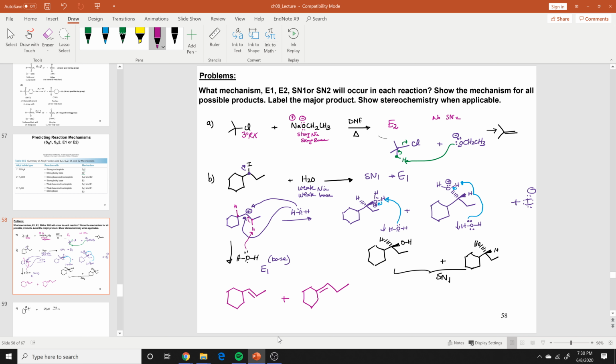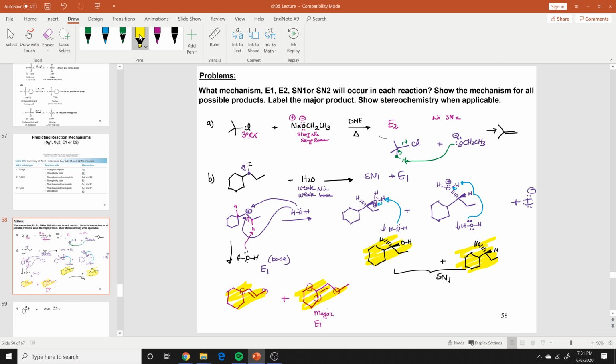So this is good. Between those two, which one is going to be the major product? This one is tri-substituted, and this guy is di-substituted. So definitely this one is going to be a major E1 product. This is going to be my products in there. So this is going to be a product, this is going to be a product. These are all my SN1 and E1 products. This is going to be a product and this is going to be a product. So I'm going to end up having 4 products in there.